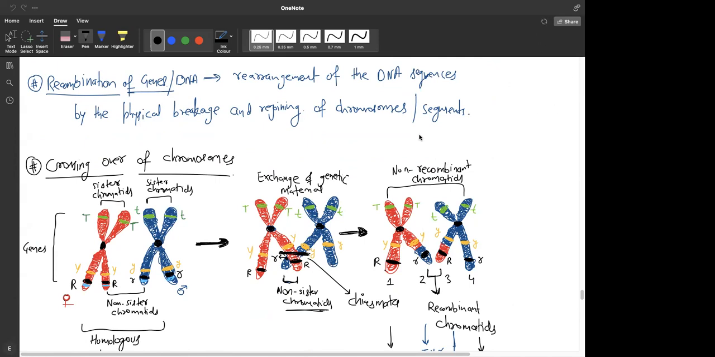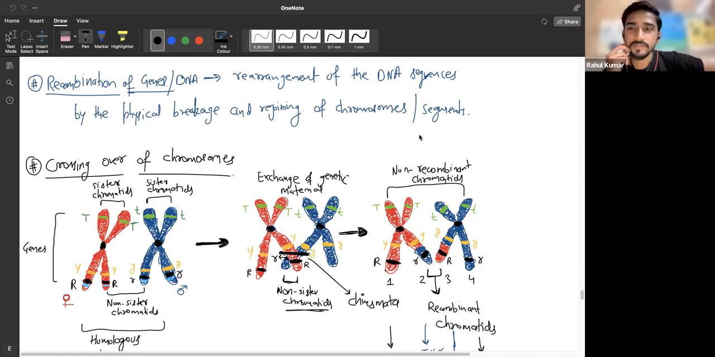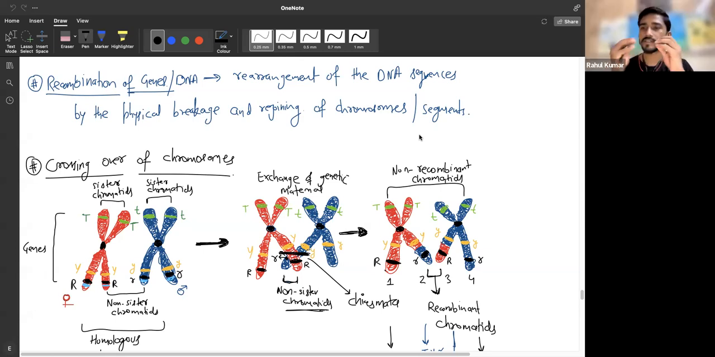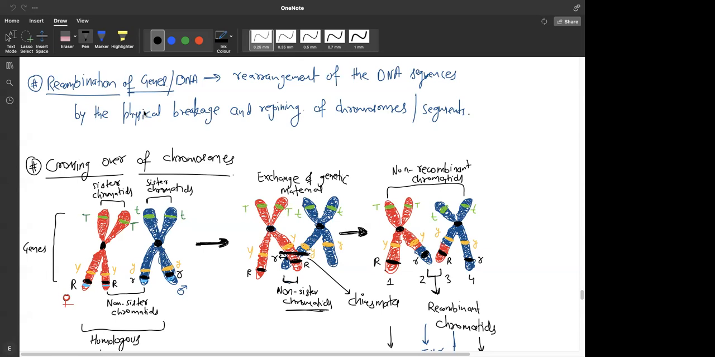What is recombination and how is it associated with linkage? If the linkage is more, the recombination is less, which means the more the genes are tightly linked together, the less are the chances of them going independent of each other in the gametes and forming different variations. So recombination is rearrangement of DNA sequences, right?